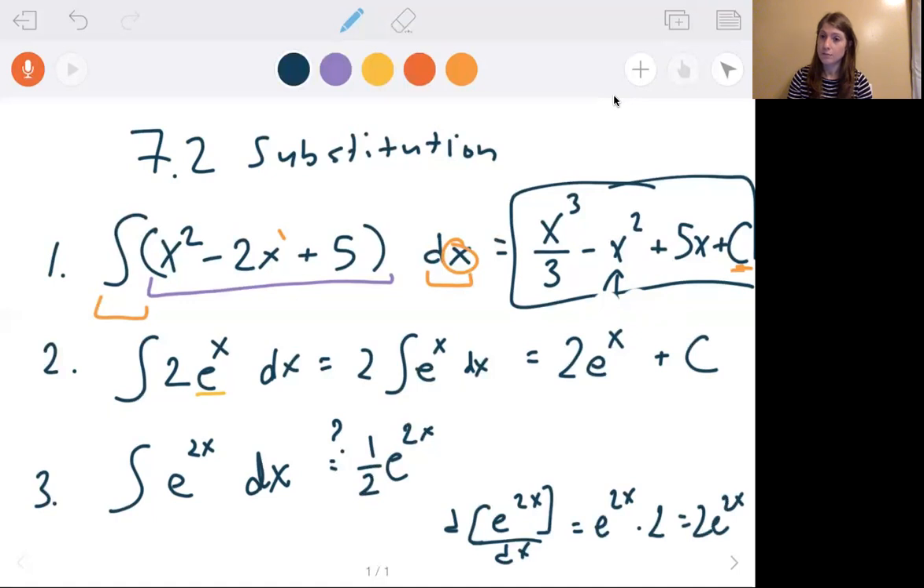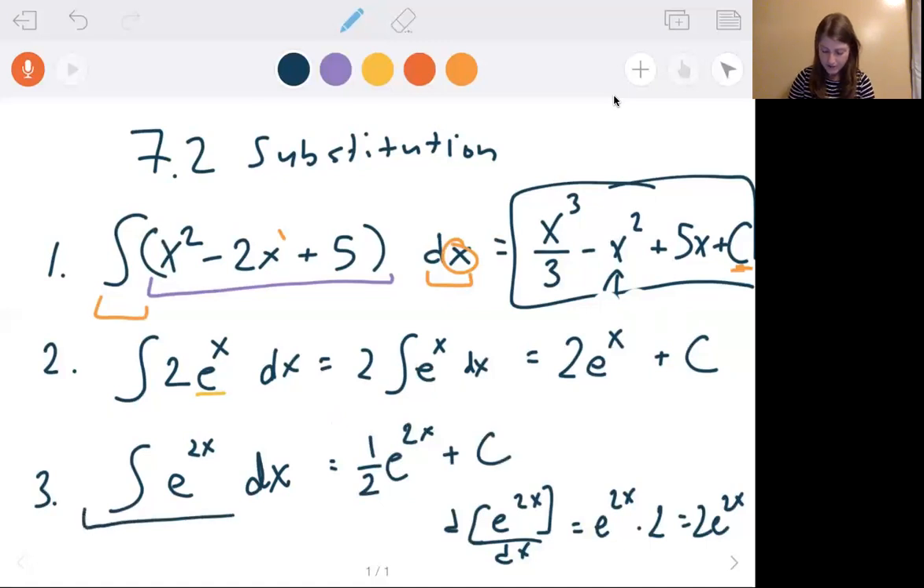And we wrote down the rule for the antiderivative of e to the kx. So in this case, that first guess wasn't right, but 1/2 e to the 2x is going to give us back e to the 2x when we differentiate. So the antiderivative of e to the 2x with respect to x is 1/2 e to the 2x plus c.